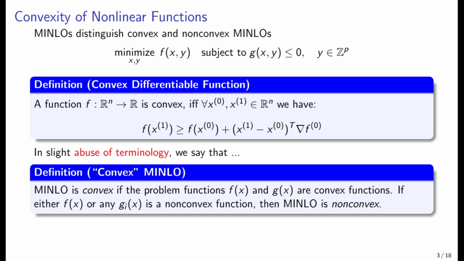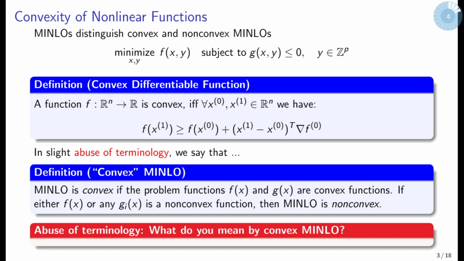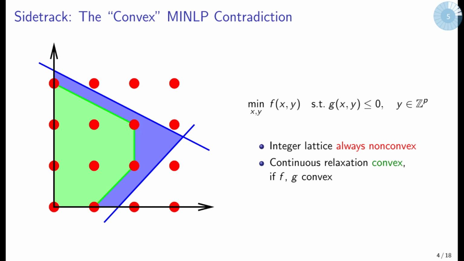So we're going to talk about a convex min-low if the problem functions f and g are convex functions. And if either f of x or any of the gi of x is a non-convex function, then we call the min-low non-convex. And so this is some abuse of terminology, and somebody should ask this question: what do you mean by a convex mixed integer nonlinear optimization problem?